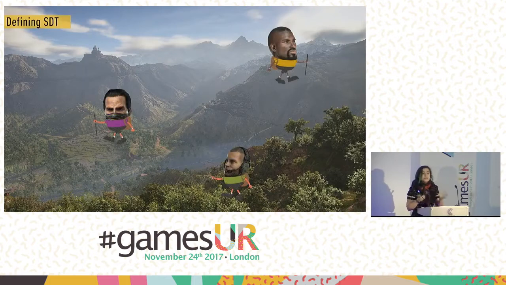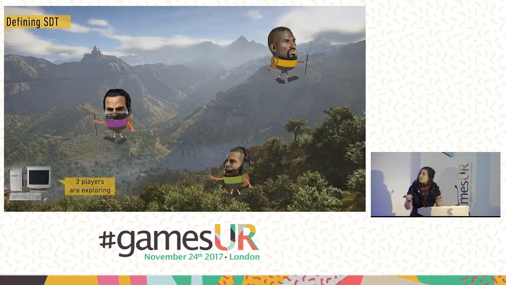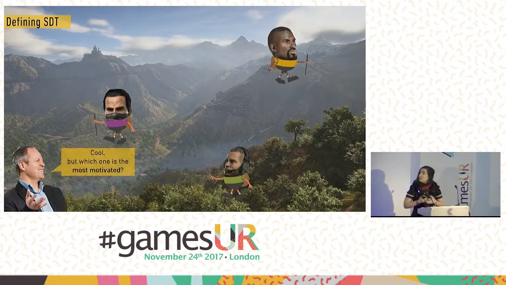So let's take a quick example. I apologize in advance to people who know the theory very, very well, because I will just take some shortcuts to be clear and quick enough. So let's take these three players exploring the world of Ghost Recon. And what we can see using telemetry is that, okay, three players are exploring, cool. But what we wondered at this point was, cool, but which one is the most motivated in this activity and would explore the longest? So to do so, and based on the theory, we go deeper on each player's motivation.